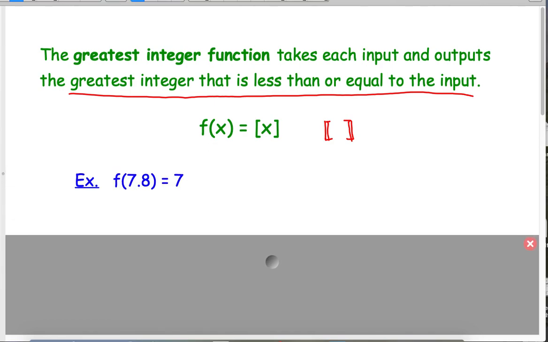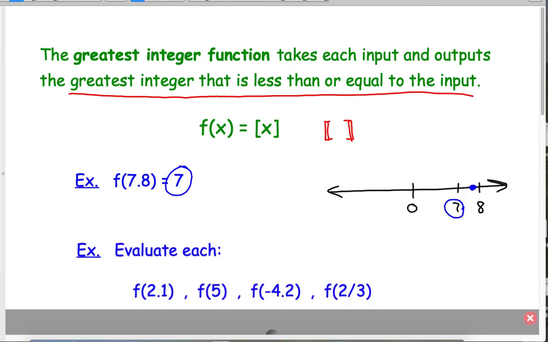So for example, if I said, for this function, what's f of 7.8? The answer is 7. And here's the way that I think is easiest to remember. If I have a number line, and that's 0, and I plot just integers, so here's 7, let's say, and here's 8. If I ask you what's the greatest integer of 7.8, which is right here, what's the closest integer to the left of that point? And that would be 7. And so that's the answer.